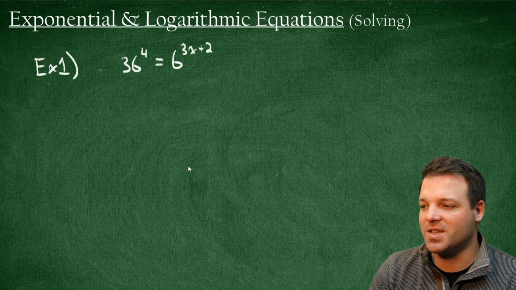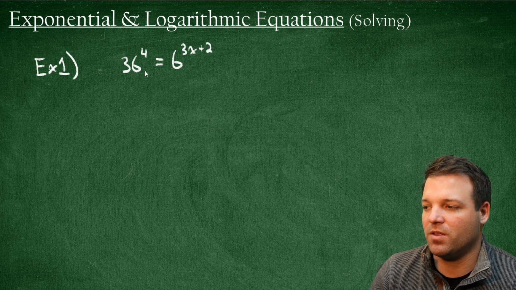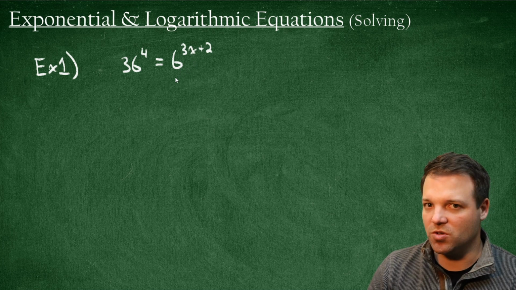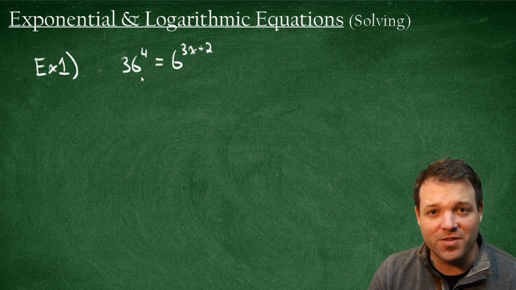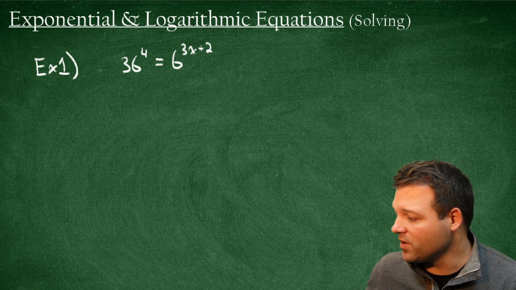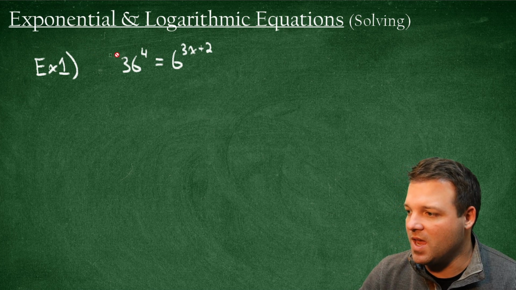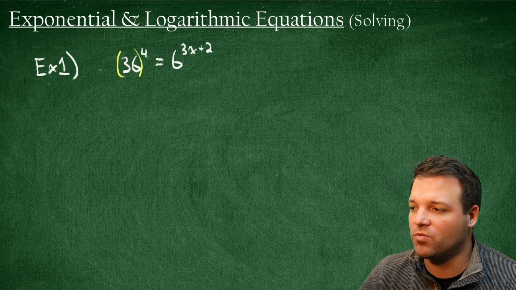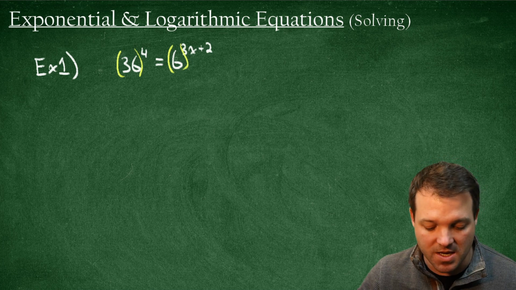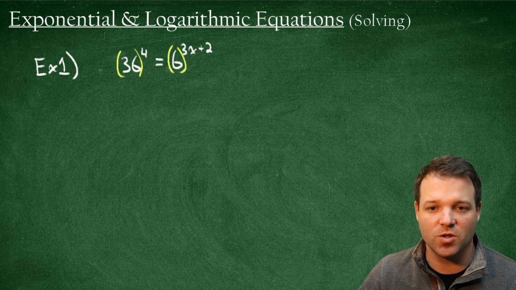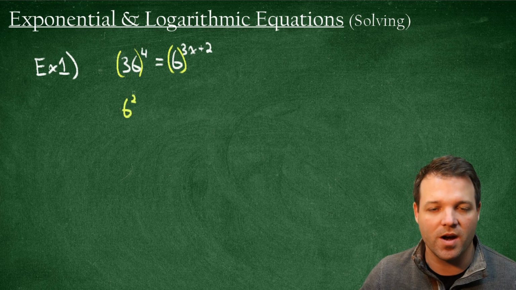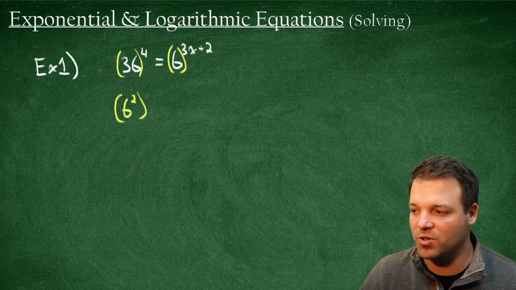Okay, so let's go ahead and take a look at what we're actually talking about. There are going to be three examples here, and here's the first one. We have 36 to the fourth power is equal to 6 to the 3x plus 2. The issue is that these don't actually have the same base. However, we can rewrite both of these bases to be identical. This one is 6 over here. This 36, I could rewrite as 6 squared. 6 squared is 36, so I'm going to put that inside of there.